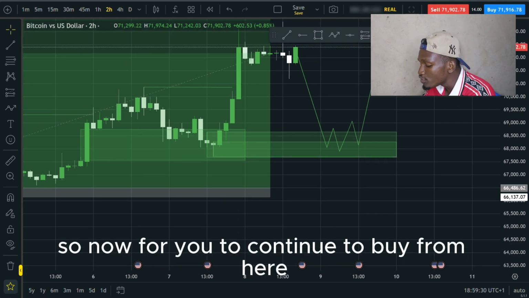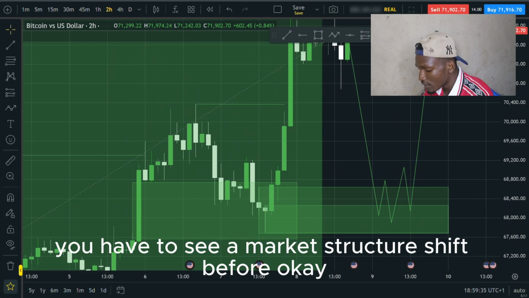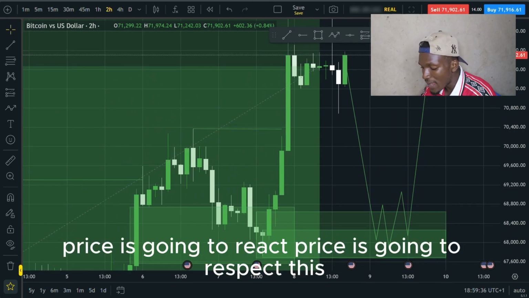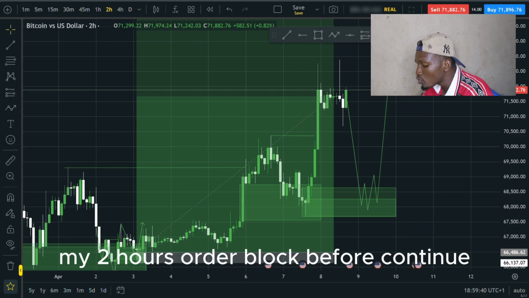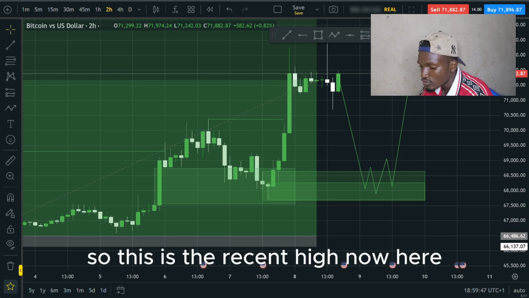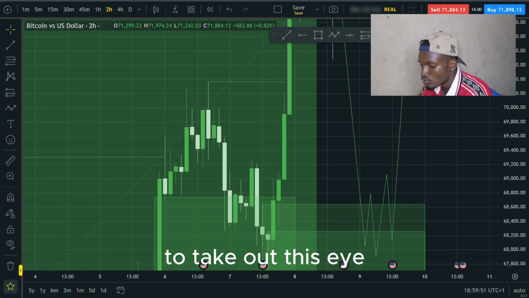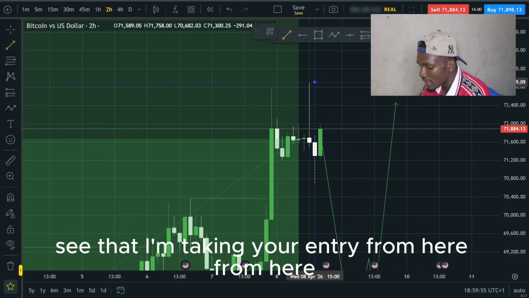So for you to continue the buy from here, you have to see a market structure shift first. Then you say, okay, price is going to respect this my 2 hours order block before continuing. Then a break of structure must occur here. So this is the recent high here, to take out this high. See that you are taking your entry from here.